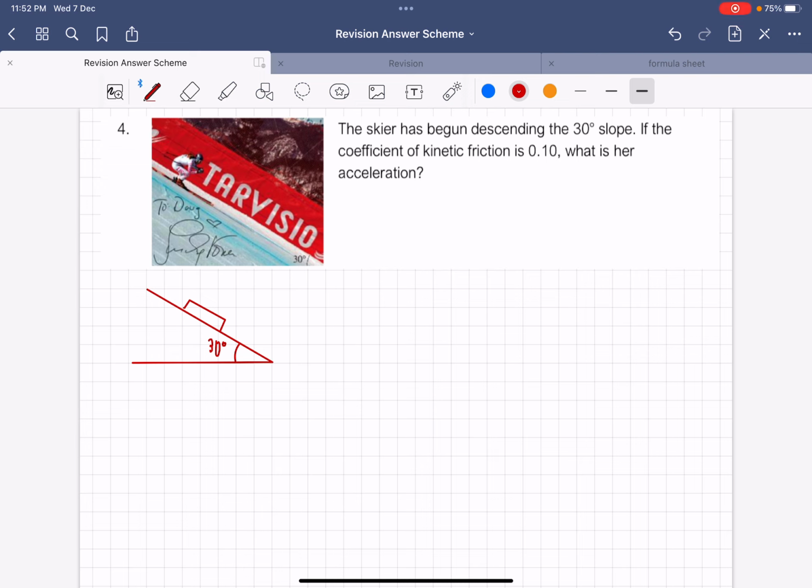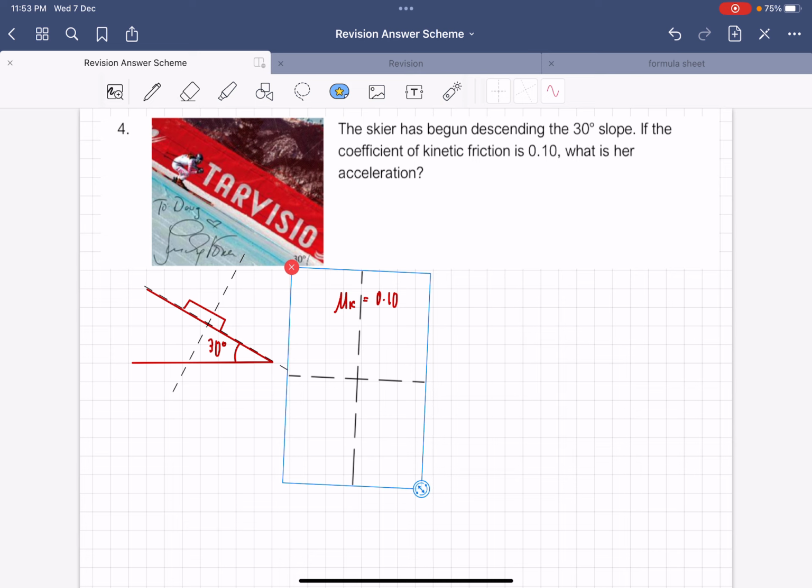Okay, so now the only thing that the question gives us is the coefficient of kinetic friction. So that is mu k lah. So the mu k is equal to 0.1. So we are asked to calculate her acceleration. Okay, so untuk inclined plane, please remember that the x and y axis, it's not like the usual, it's not like this one lah, okay? So you don't draw it this way. You always draw it at an inclined plane juga lah, okay?